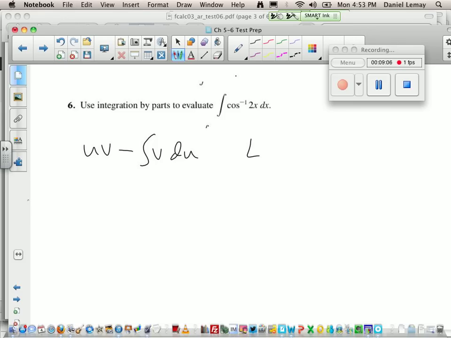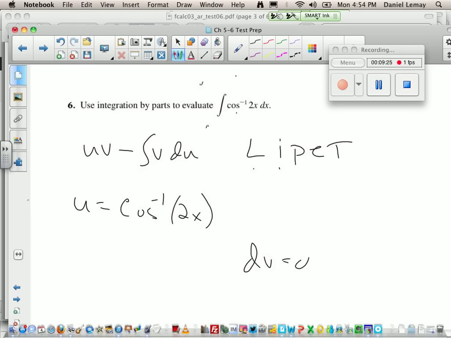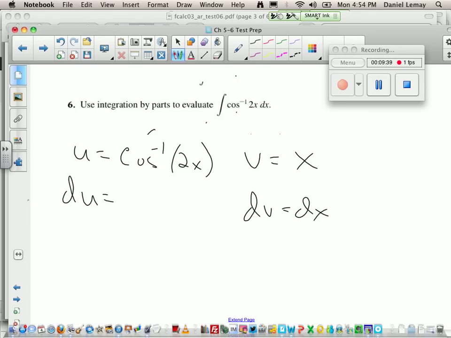Well, you also have to remember that LIPET mnemonic that'll help you remember what to substitute in. Logarithms, inverse trig. I see an inverse trig function there. So I'm going to let u be the arc cosine of 2x, and I'm going to let dv be dx. Well, if the antiderivative of dx is just x, that's easy. The derivative of that inverse trig function, though, you've got to remember our triangles.